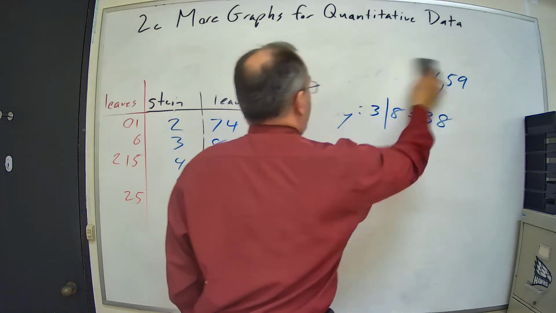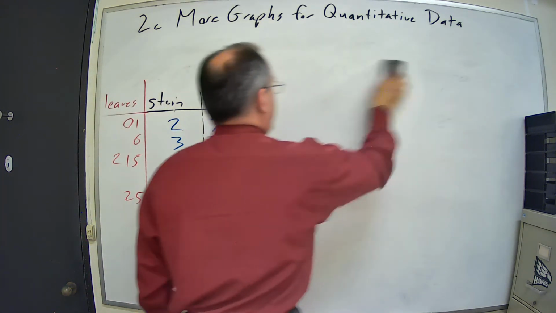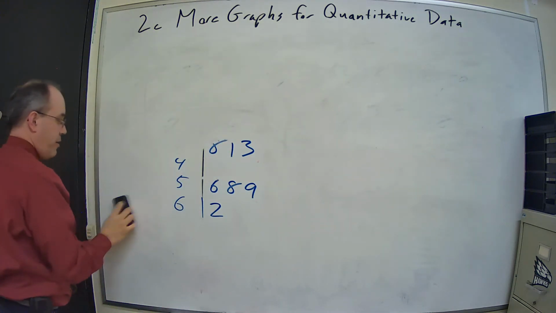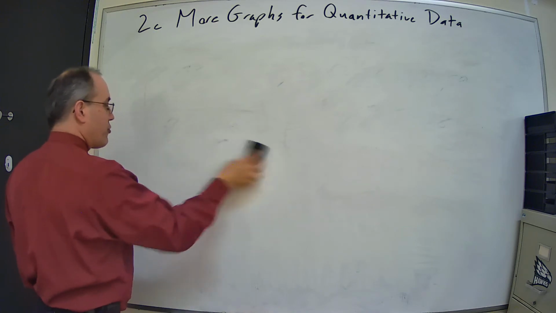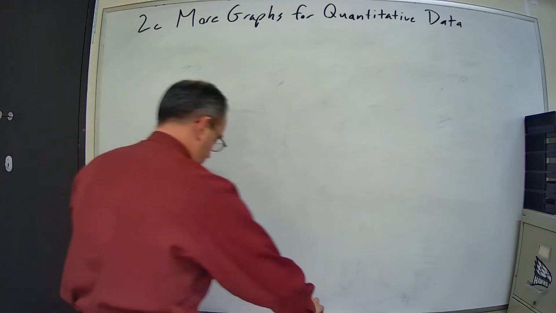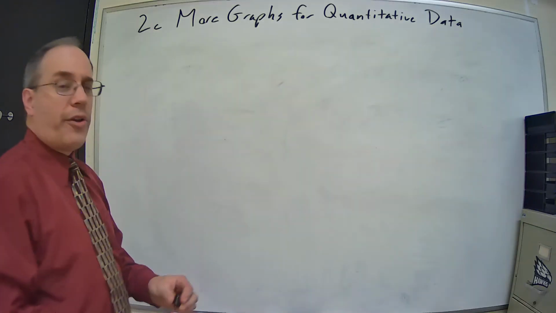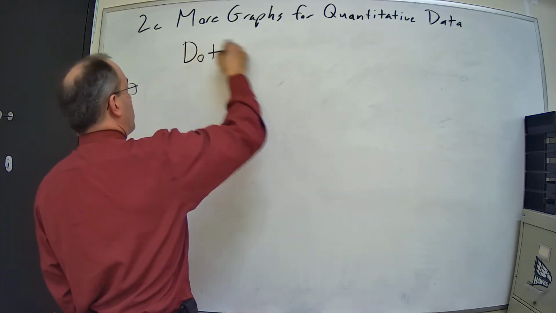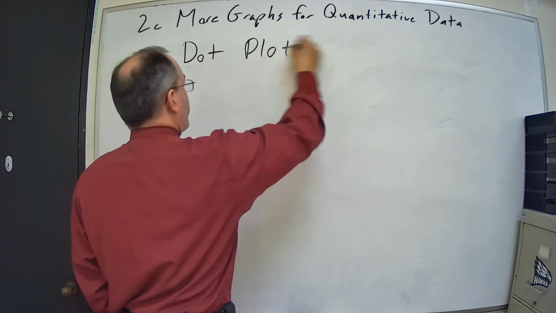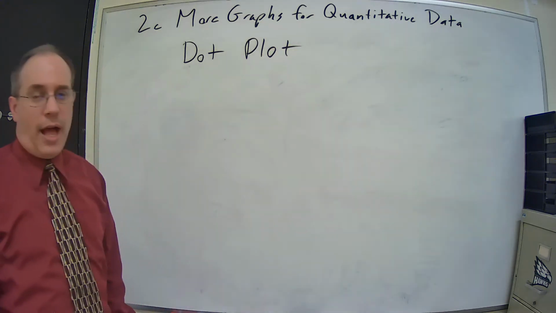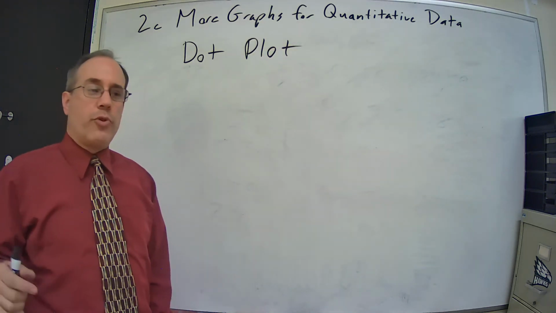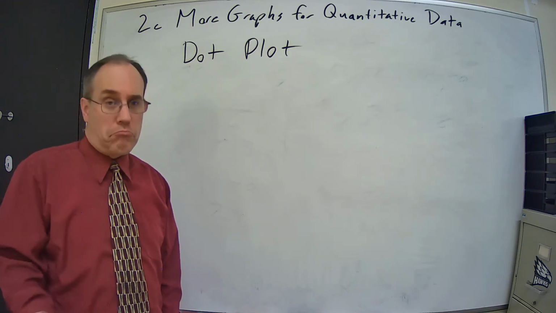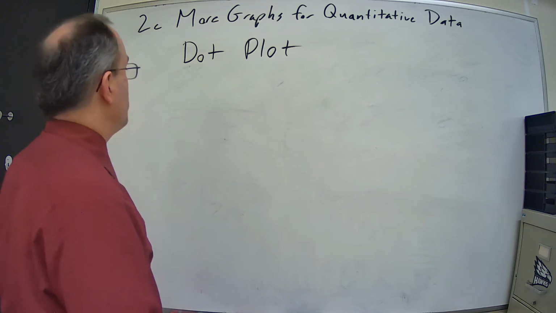The next type of graph that we can do for quantitative data, and this is probably one of the more complicated graphs that you're ever going to have to deal with, so brace yourself. This is called a dot plot. A dot plot, which means we're going to plot dots. Okay? So let's get some data here.